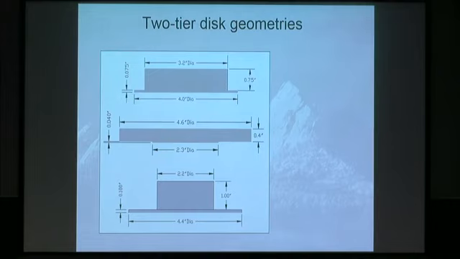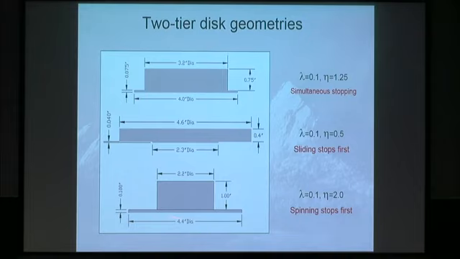All right, so here are the two-tier disk geometries that I built. They're made out of PVC. Lambda is 0.1 for all of them. Radius ratio here is 1.25. This has simultaneous stopping of both translational and rotational motion. This one at eta equal 0.5, lambda 0.1, sliding stops first, and then it spins to rest. And for this one with the large contact area at eta equal 2, spinning stops first, and then it slides to rest.